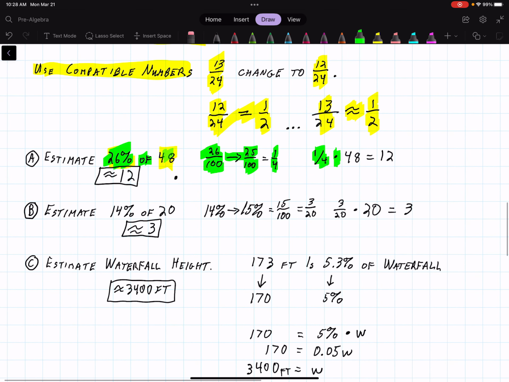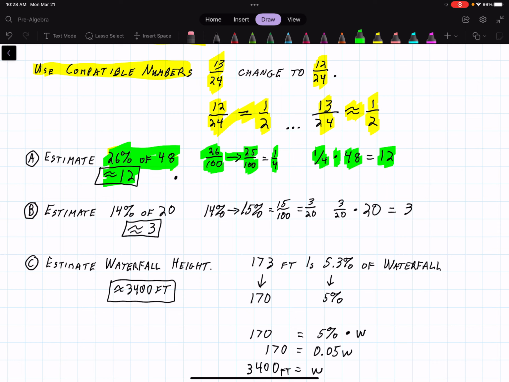Then my number 48 is easily multiplied. It's compatible, basically, because I'm going to take 48, divide by 4, and I end up with an estimate of 12. So 26% of 48, using an estimation, is approximately 12.